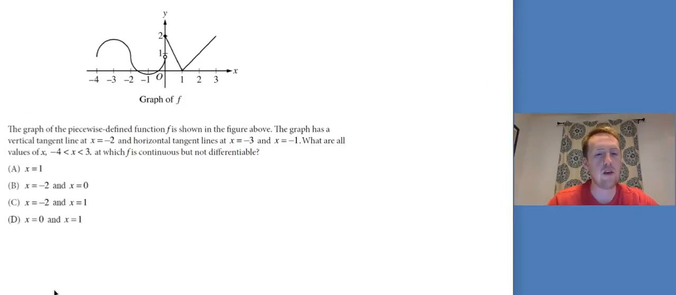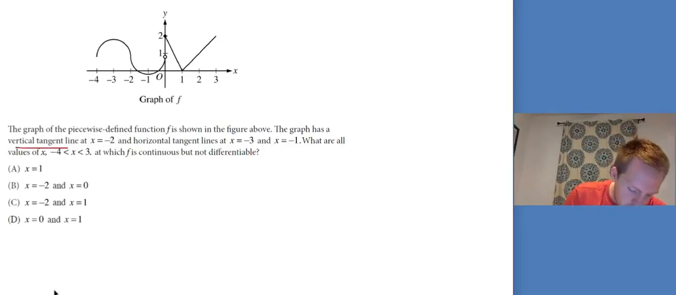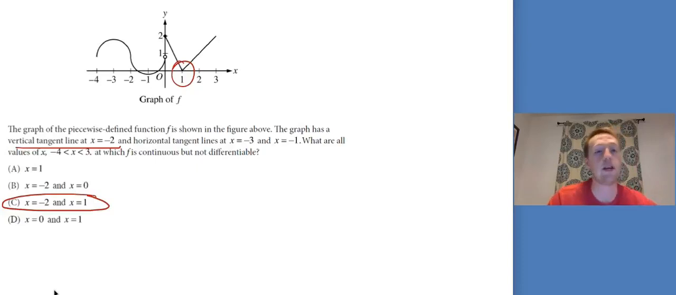Okay, the graph of the piecewise defined function f is shown in the figure above. The graph has a vertical tangent at x equals -2 and horizontal tangent lines at x equals 3 and x equals -1. What are all values of x at which f is continuous but not differentiable? Okay, so we need continuous. That means x equals 0 is out. It's not differentiable there, but we said that we wanted continuous only. So we're looking for places where it's continuous, but it's also a corner, cusp, or vertical tangent line. And it's at x equals -2. We've got a vertical tangent. And then we see a corner right here. So that looks like x equals -2 and x equals 1. Those are places where it's continuous but not differentiable.